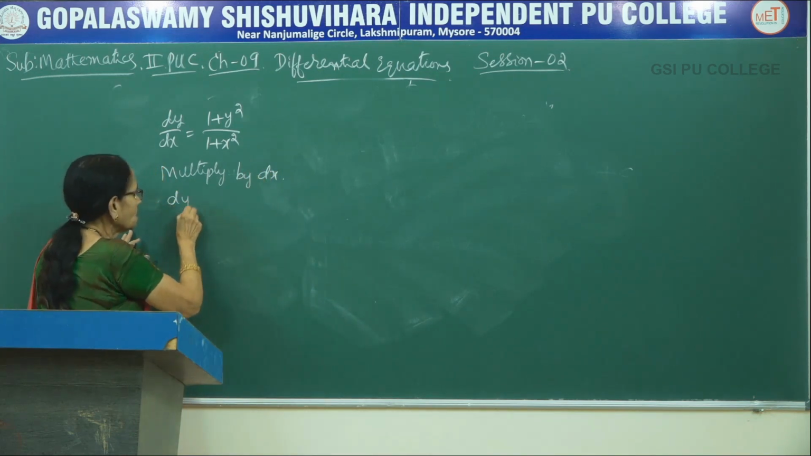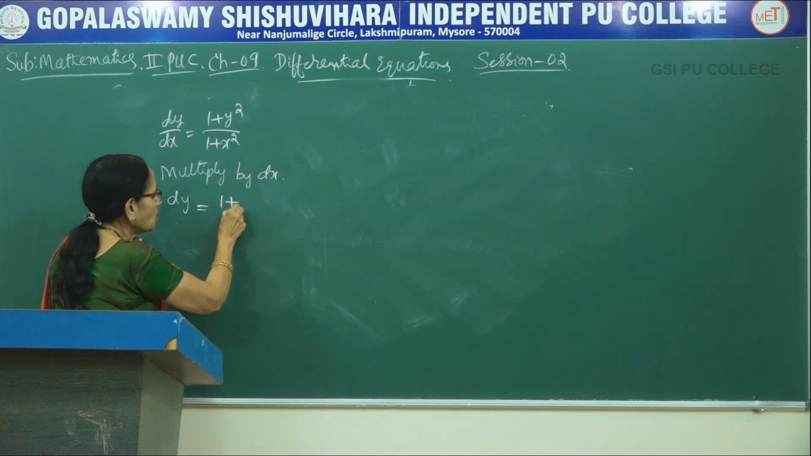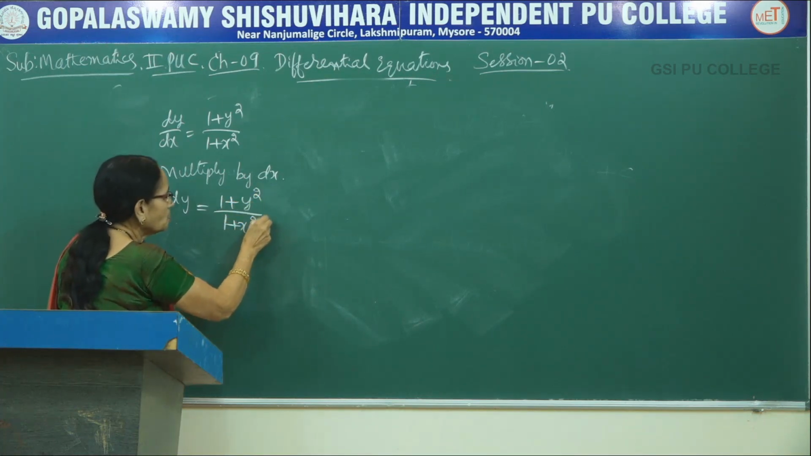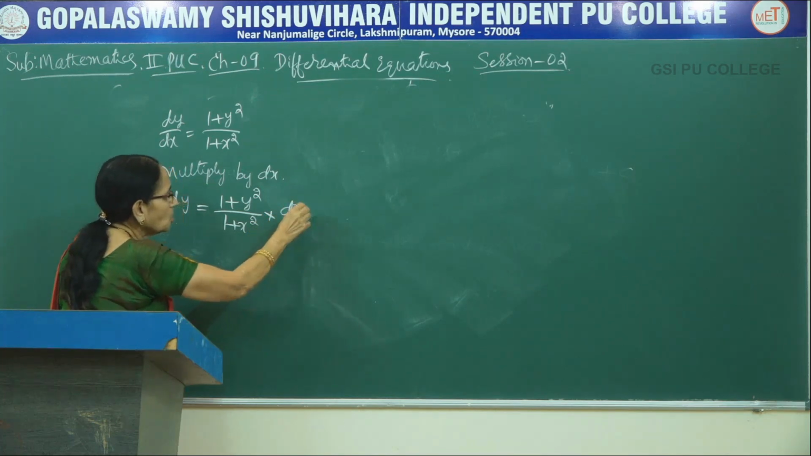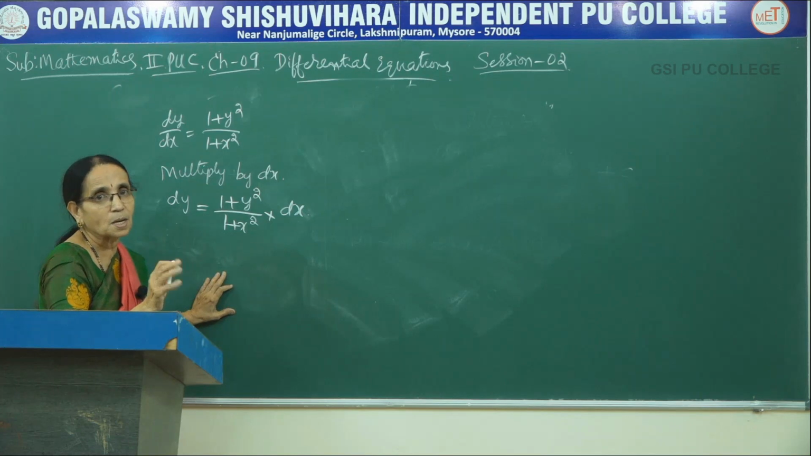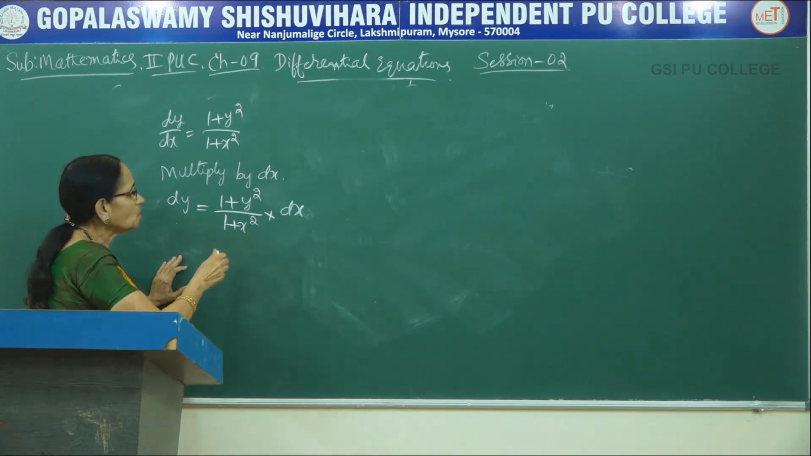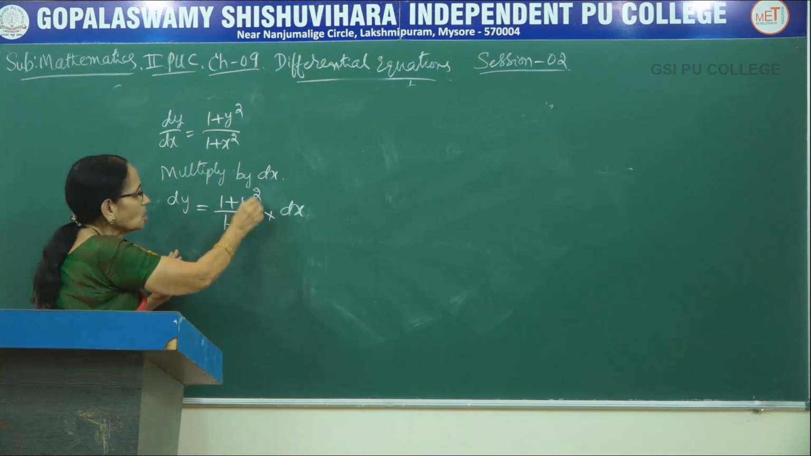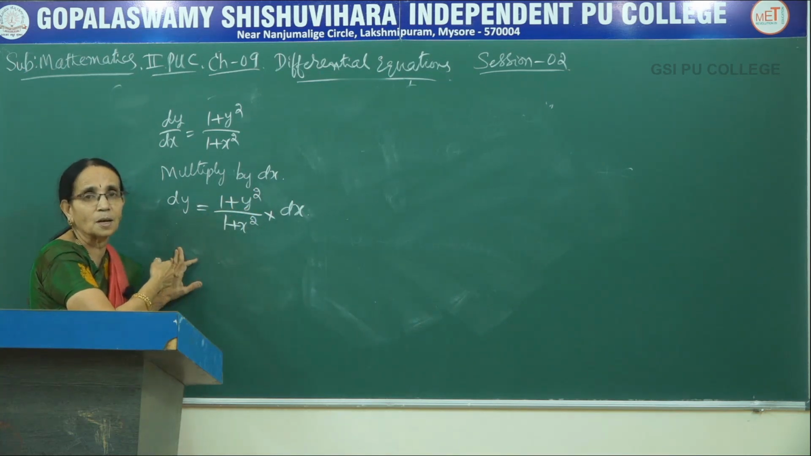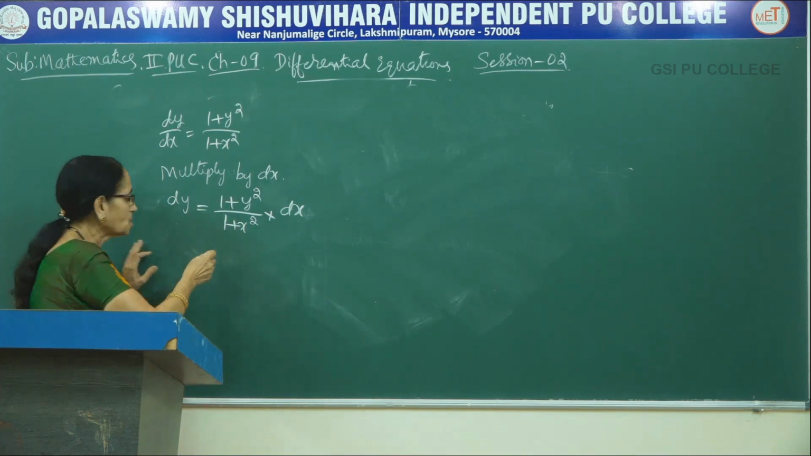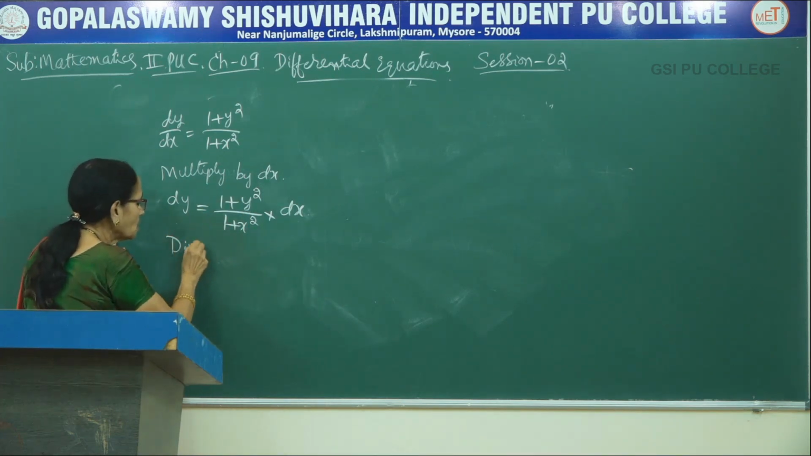That is dy would be equal to 1 plus y square divided by 1 plus x square into dx. Multiplication means both the sides. Multiply both sides by dx also you can write. So now dx and 1 plus x square should be on one side, and this is not wanted here. It has to go to the left hand side to be with the dy. Now it is in the numerator, isn't it? So what you have to do now?